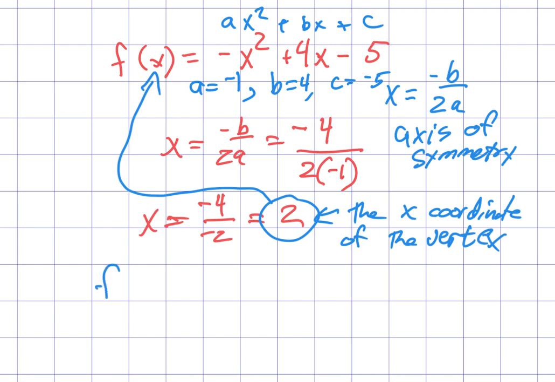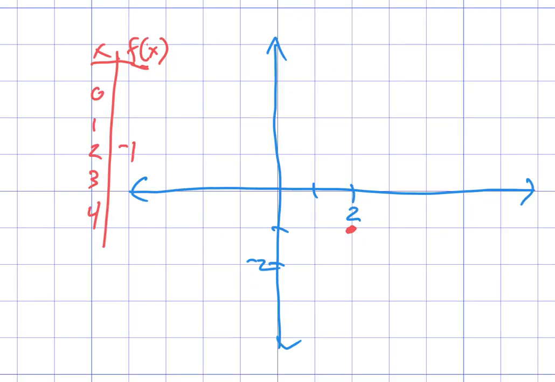And so now I'm going to find what's called f of 2, which means I'm going to put 2 in place of wherever the x's are. So I'm going to have negative, and then x squared, so it's going to be 2 squared, plus 4 times 2 minus 5. And that's negative 4 plus 8 minus 5. So this then equals negative 1. So that is the y coordinate of my vertex, which means right here at 2, negative 1, that's the vertex.